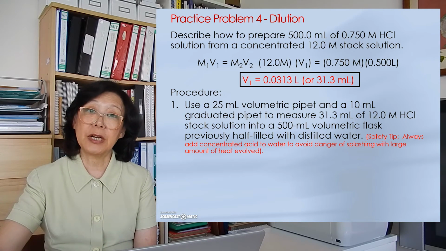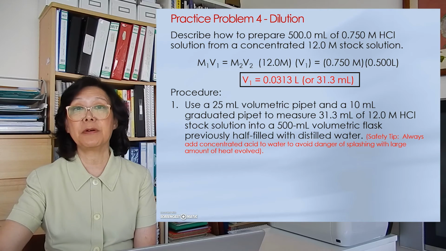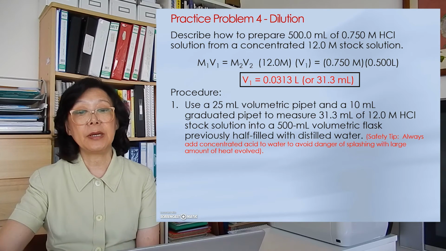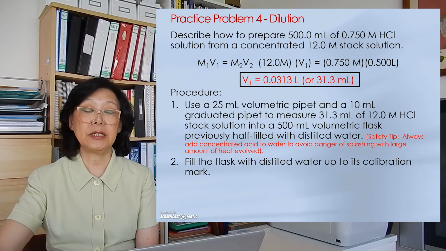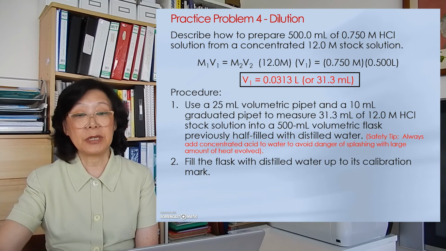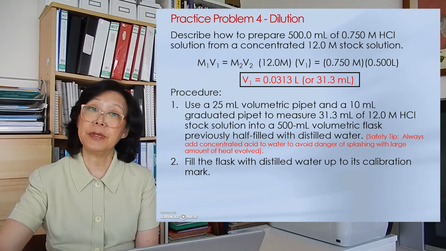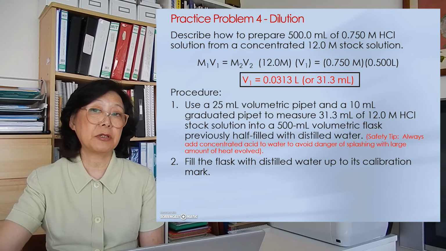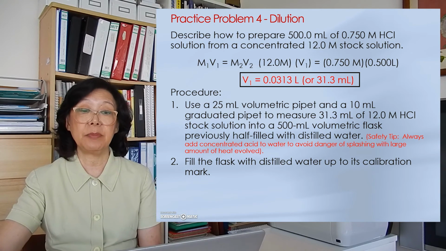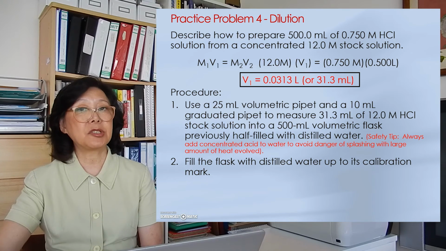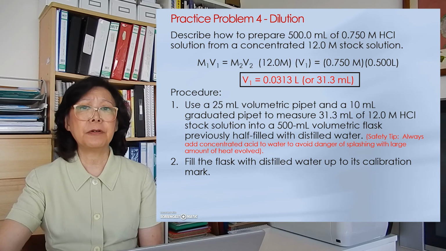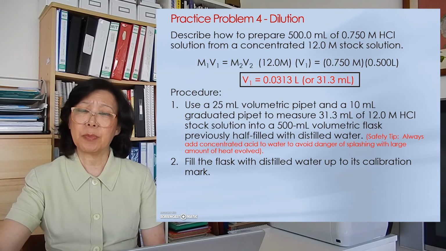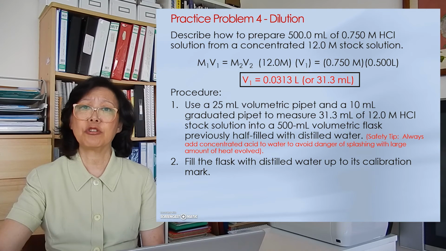And we're going to use two kinds of pipettes, one being the 25 milliliter volumetric pipette, and the other one being the 10 milliliter graduated pipette. And it's very important that we get the right size of volumetric flask, 500 ml. We must add water to the flask first. This is a safety precaution because when you mix strong acid, concentrated acid, with water, a lot of heat will be evolved. So if we're not careful, it can result in splashing and it could harm the student's face.